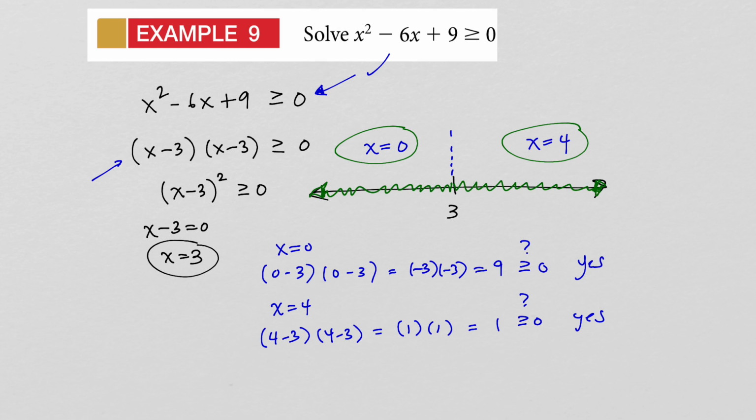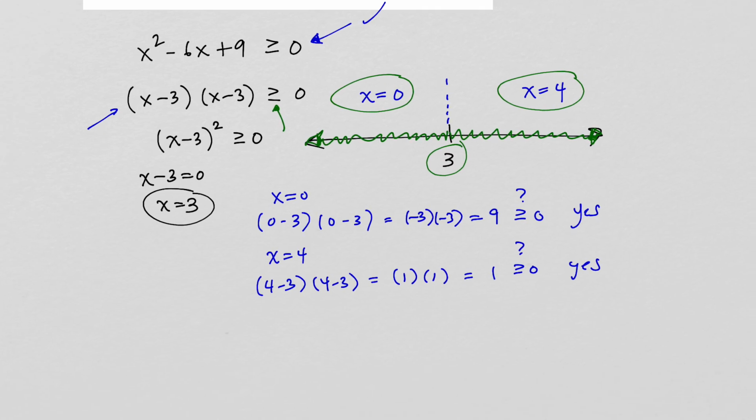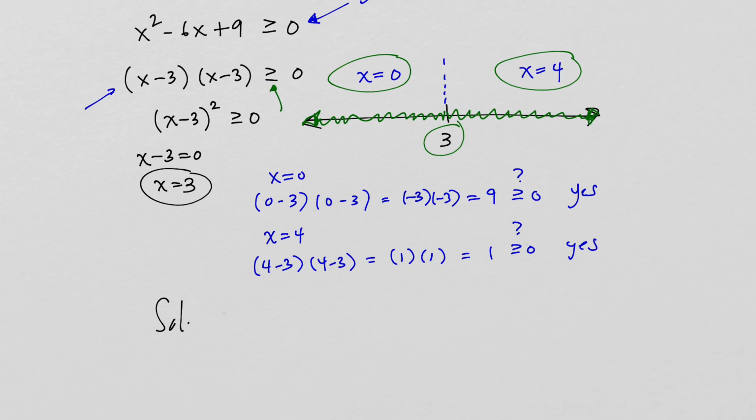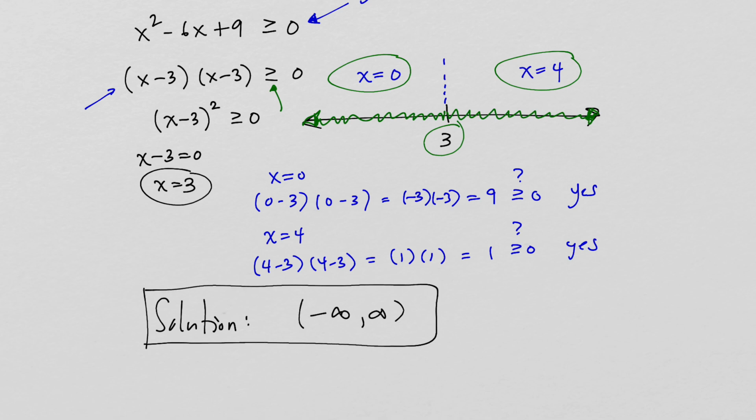Now, the only other question we have to ask is, what about 3 itself? Does 3 work? The answer here is yes, because we have inclusion on our inequality, right? It's greater than or equal to. And of course, if I plug in 3, we get 0. So all the numbers to the left of 3 are included in the solution. All the numbers to the right of 3 are included. And 3 itself is included. So the solution here is all real numbers. And all real numbers in interval notation is all the numbers from negative infinity to positive infinity.